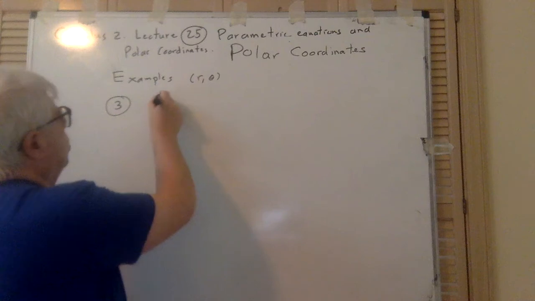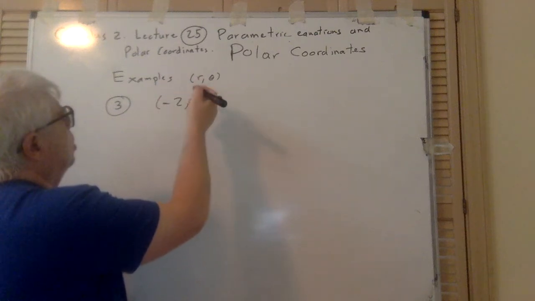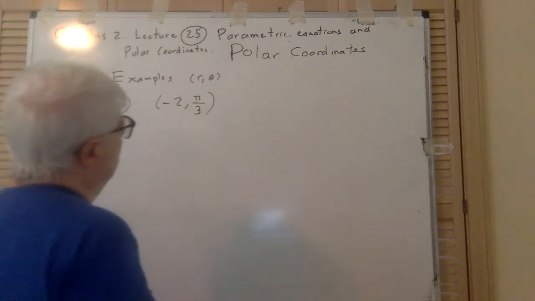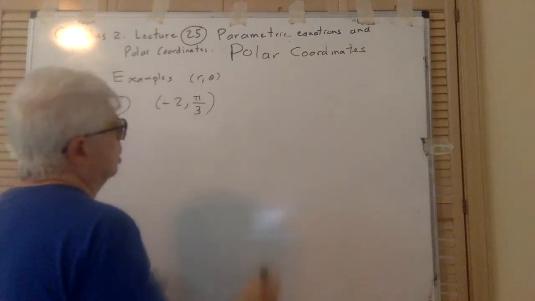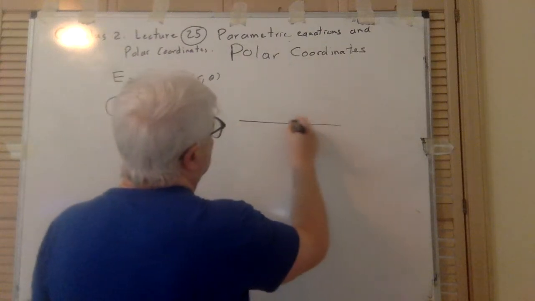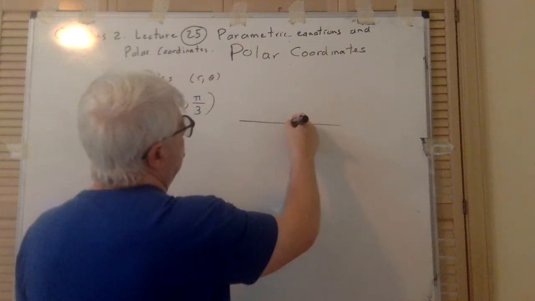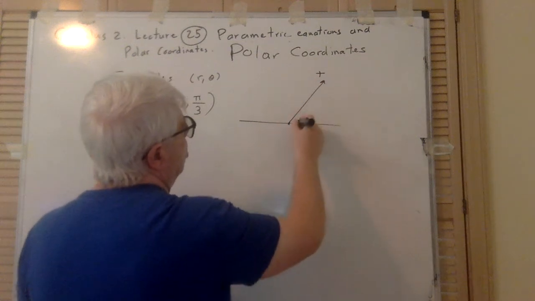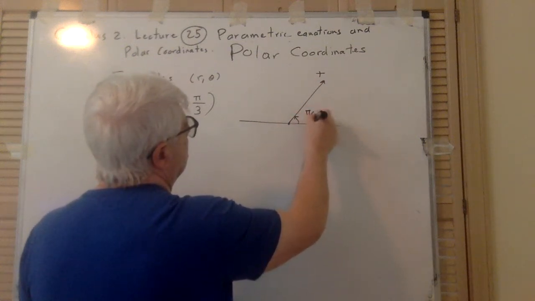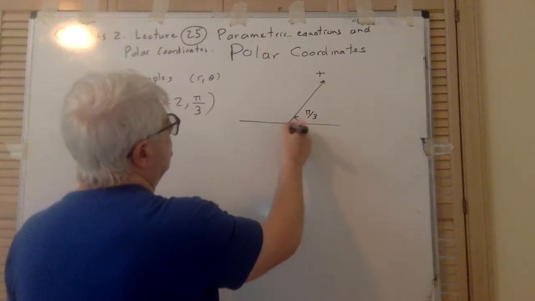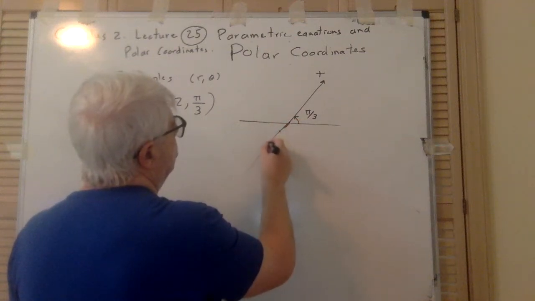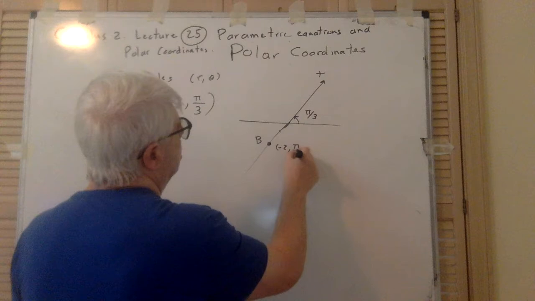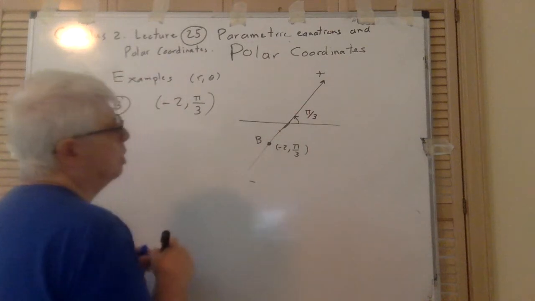So let me give you another one. What is the point minus 2, comma, say, pi over 3? Okay, as I said, we first draw the angle, locate that, and angle pi over 3 is somewhere here. And this is the positive direction on the pi over 3 axis, say. And that's minus 2, so I should go the other way. 1, 2, so this is point B, which is minus 2 and pi over 3.